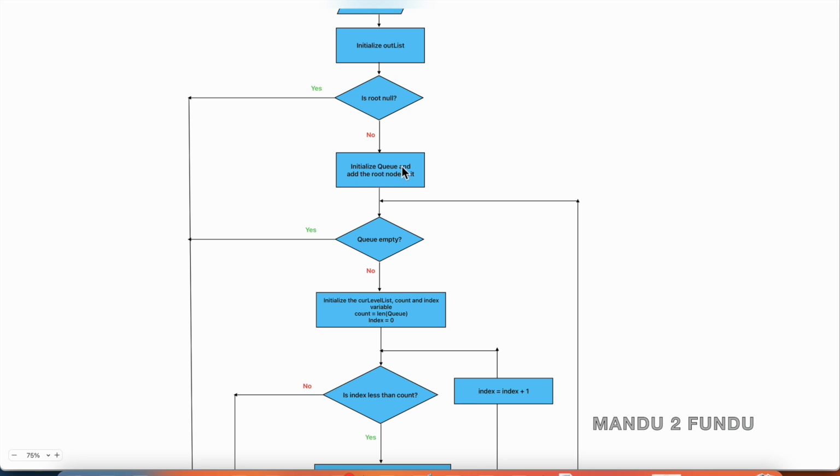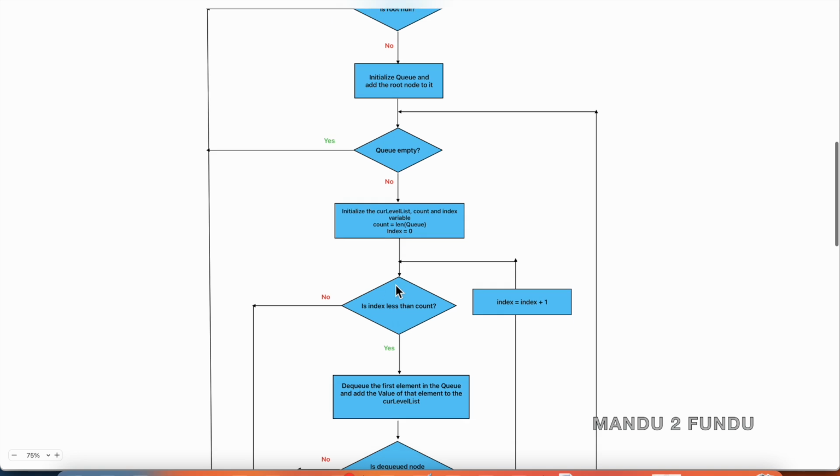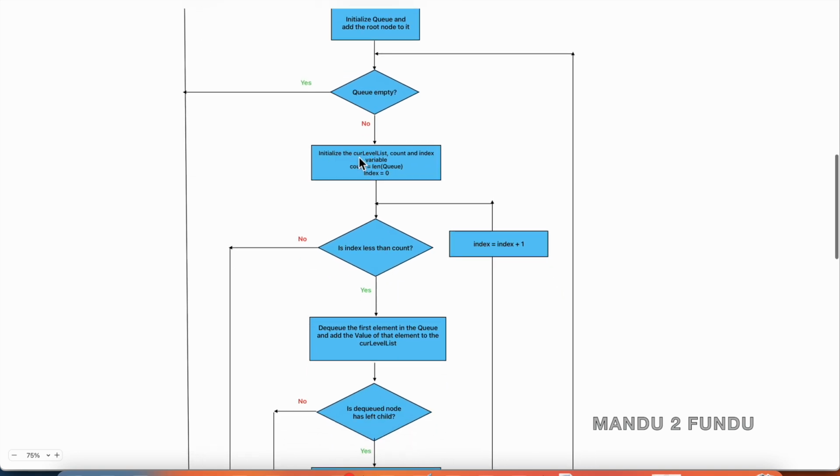initialize the queue, which always contains the elements to be processed in the next iteration, and initially we add the root node to that queue and then we enter the outer loop. The outer loop checks whether the queue is empty. If it is empty, it will go out and return the out list. If the queue is not empty, then we initialize the current level list and then count and index.